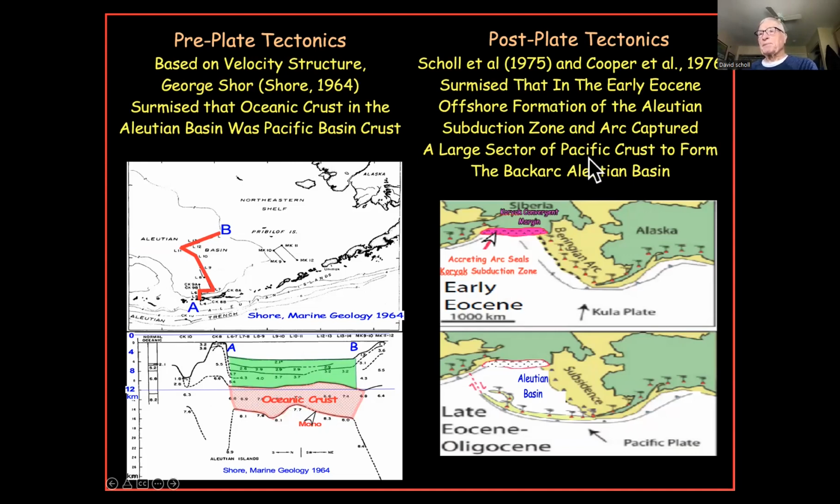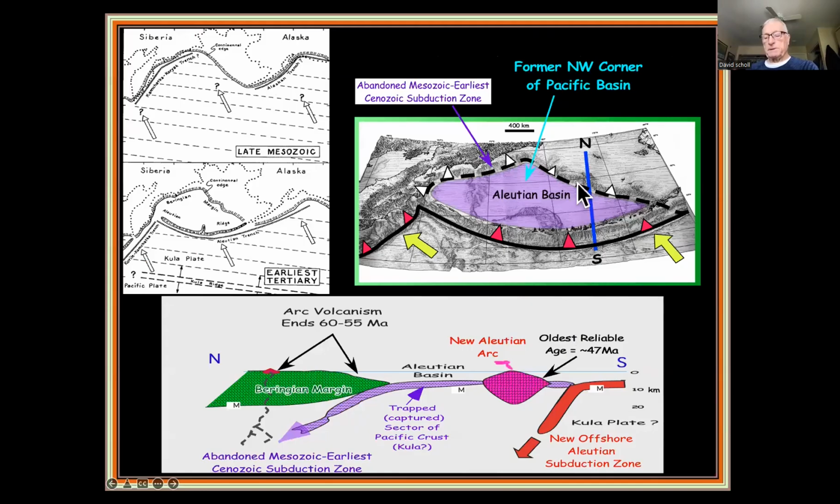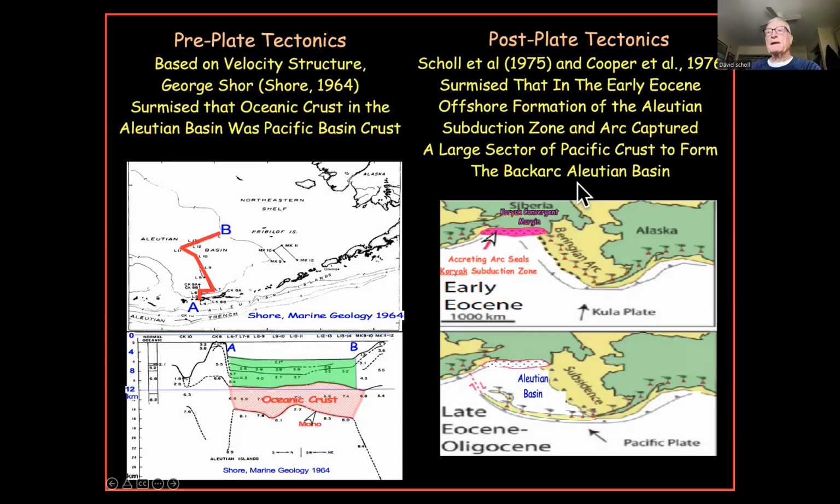You can put a plate tectonic flavor on this and simply say that the Aleutian Arc and Trench extended this way in the late Eocene, isolating the Aleutian Basin. So that's merely a plate tectonic setting for what George Shor said was the situation, that this is old Pacific crust. And this is just a way that you can get it.